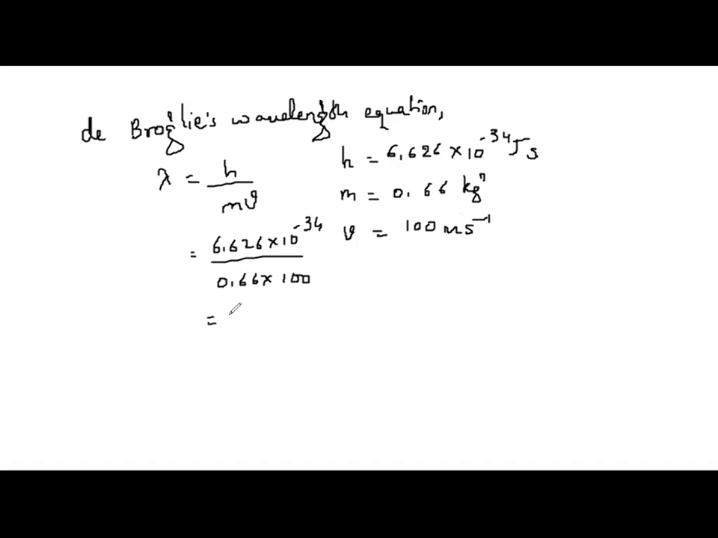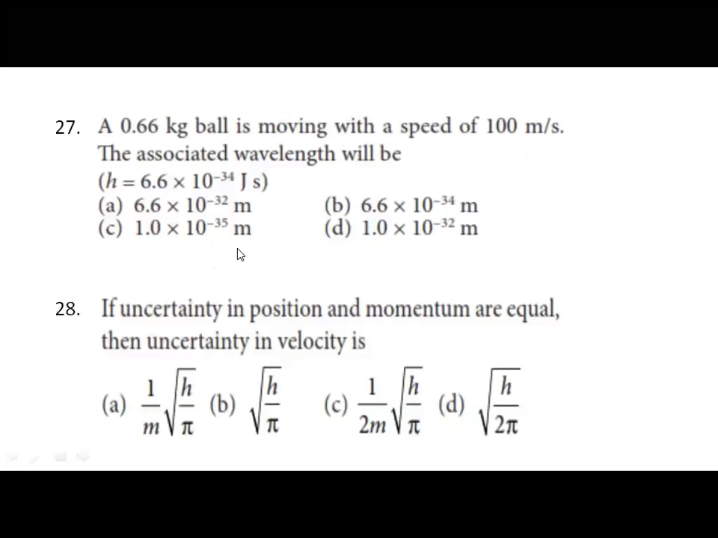So 6.626 by 66 gives 0.1 here, and 0.1 is 10 raised to minus 1. I'll get it like this, 10 raised to minus 34, or I can write it as 1 into 10 raised to minus 35. What is the unit? Meters is the unit. So 1 into 10 raised to minus 35 meters. Yes, so the correct option is option C.